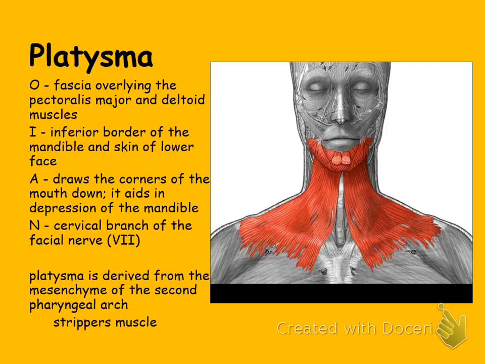Platysma. This is a broad, flat muscle that originates in the fascia overlying the pectoralis major, which is on your chest, right in through here, your upper chest. And it inserts on the inferior border of the mandible and the skin of the lower face. So it goes up underneath here, around over the top of your chin, and inserts at your jaw. It draws the corners of the mouth down. It aids in depression of the mandible, helps you pull your mouth open, like this.